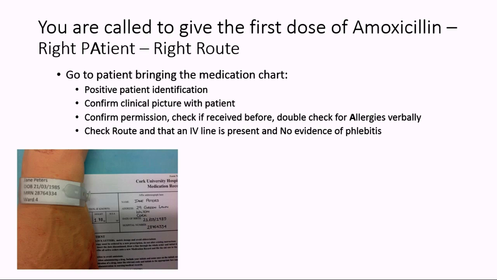Go to the patient's bedside and perform positive patient identification. This involves looking at the patient's wristband and comparing the drug cardex against it to ensure that the name, date of birth, and the MRN correspond. Confirm with the patient the clinical picture and the reason for the drug. Ask their permission, and then ask them, have they ever received the drug before, and double check that they are not allergic to amoxicillin. Then in terms of the IV line, make sure that it's present and there is no evidence of phlebitis and that it can be used.